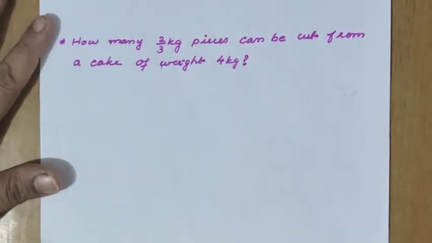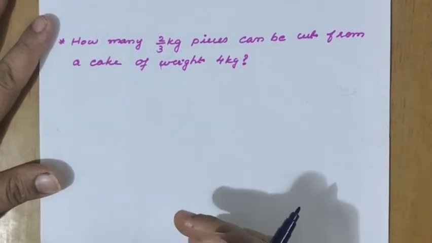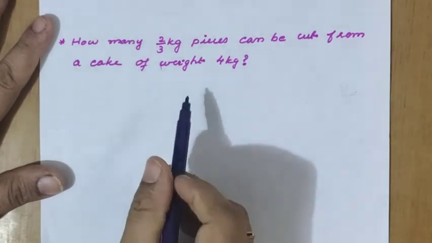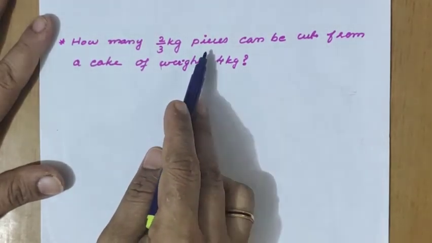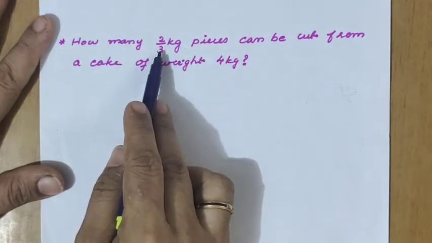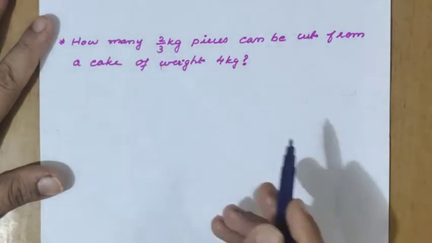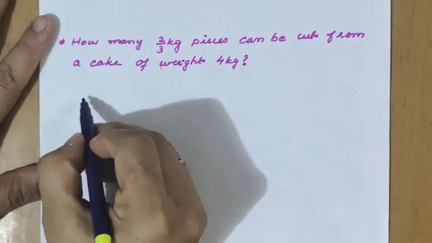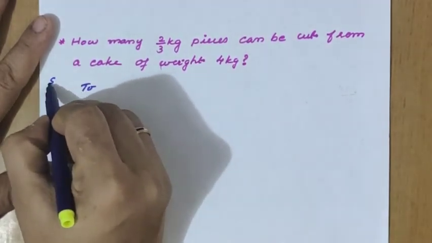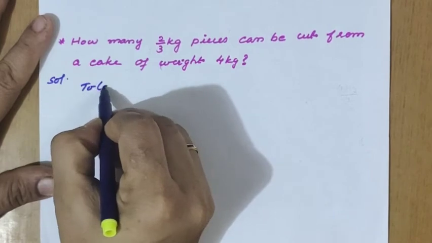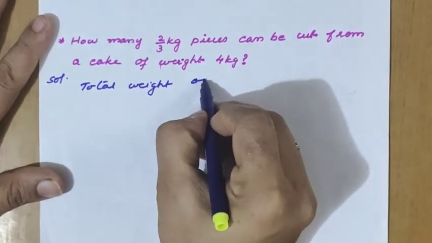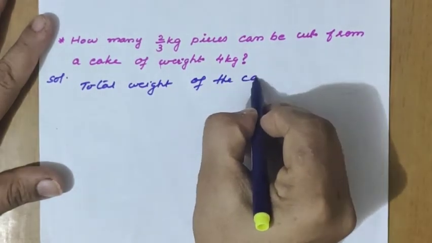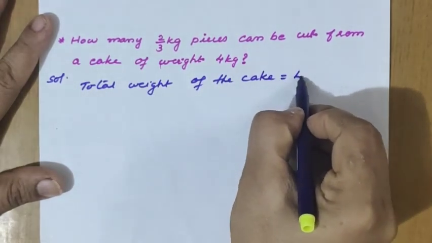How many 2 by 3 kg pieces can be cut from a cake of weight 4 kg? Same pattern only. Total weight available for the cake is equal to 4 kg. How many pieces we have to make? Each piece having the weight 2 by 3 kg. So number of pieces only asked. So the total weight of the cake is equal to 4 kg.